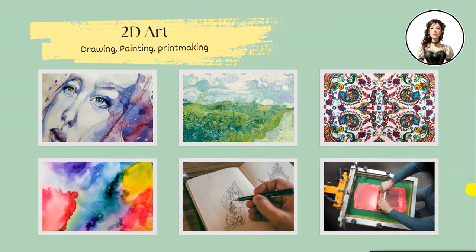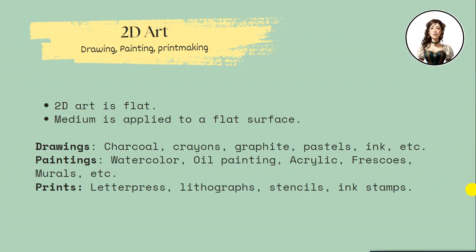Alrighty, so the first form of art is 2D art. These are drawing, painting, printmaking. So here are some examples. 2D art is flat. Medium is applied to a flat surface like paper or canvas.